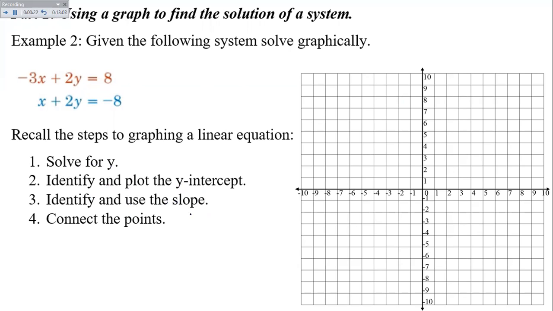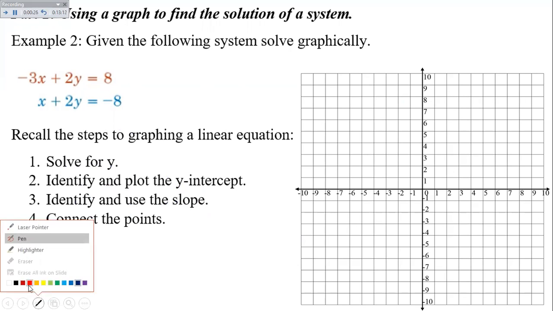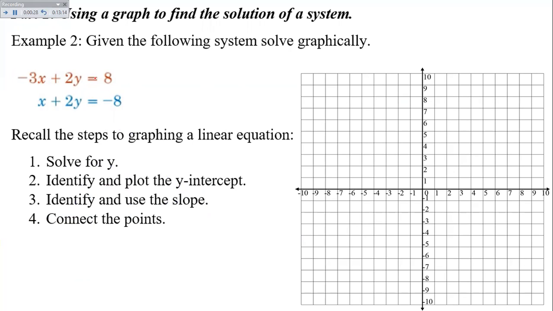So just like we talked about last week, you're going to still do the same things. So if I'm going to start with negative 3x plus 2y equals 8, that's going to be my first line. So I need to get y by itself. So we have negative 3x plus 2y equals 8. Okay, so we kind of reviewed this before we started.